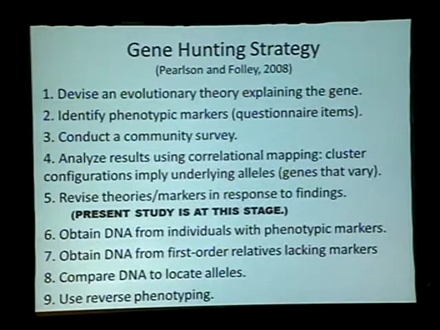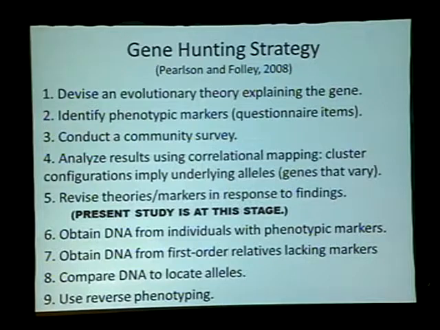The theory is, if your evolutionary theory is correct and you're selecting the variables from the theory, then you do this correlational mapping. Where there are clusters, that's going to signify an underlying allele, or a gene, that varies by the nature of the process. Then when you're finished, you revise the theories in response to your findings. That's the present state. That's what I'm going to be reporting on right now.